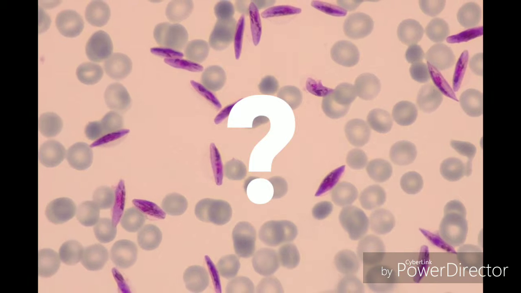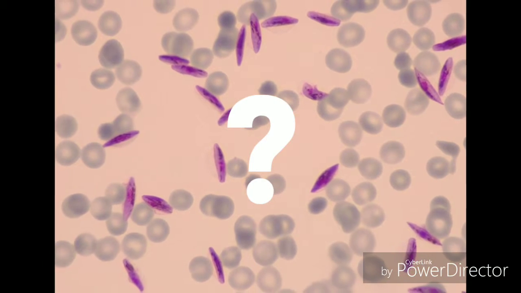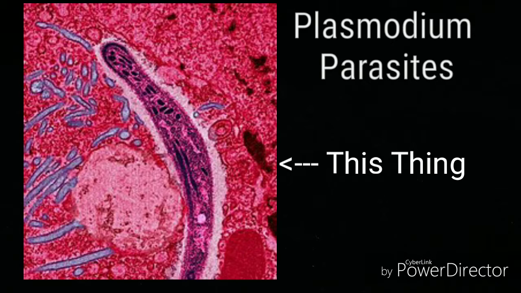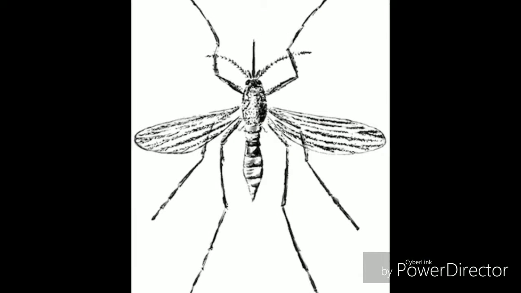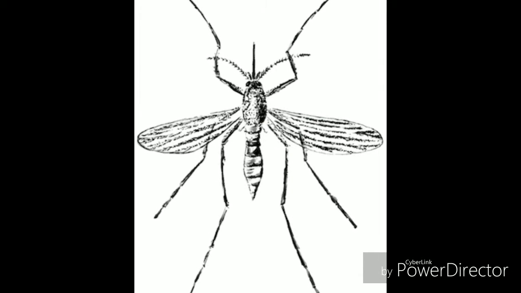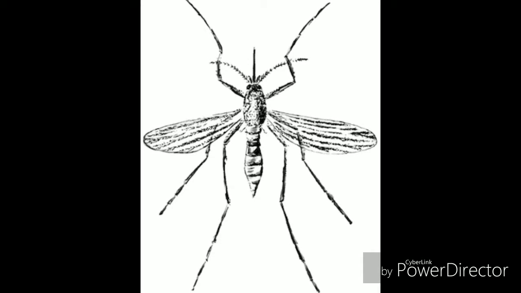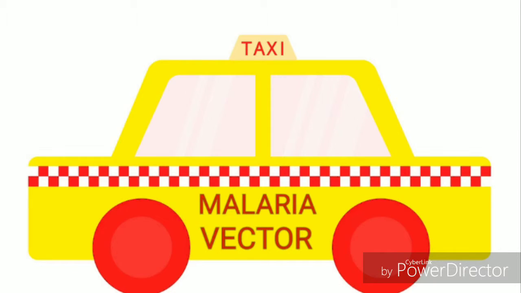First, what is malaria and what does it have to do with mosquitoes? According to the World Health Organization, malaria is a disease caused by parasites called Plasmodium parasites, which are transmitted via bites from female mosquitoes from the Anopheles gambiae species. Because the Anopheles gambiae transfers malaria parasites so easily, they are known as malaria vectors, the taxi service of the malaria disease.